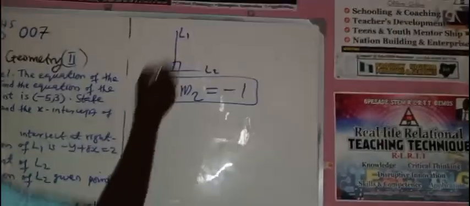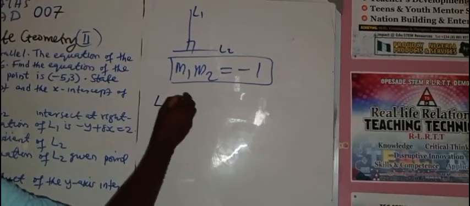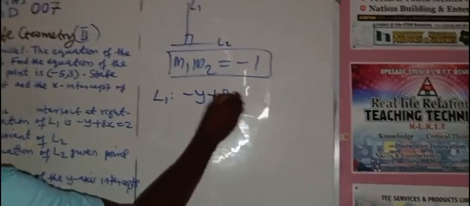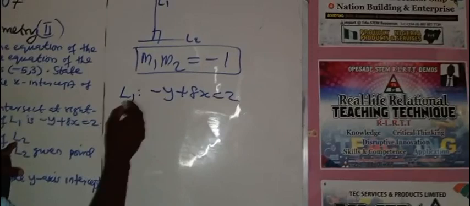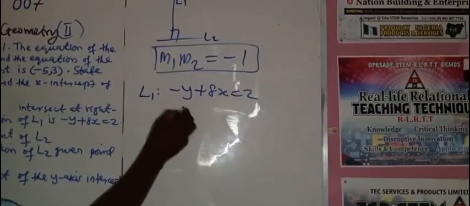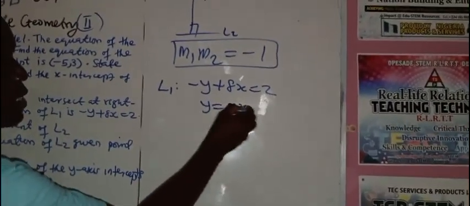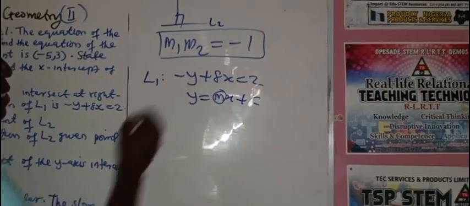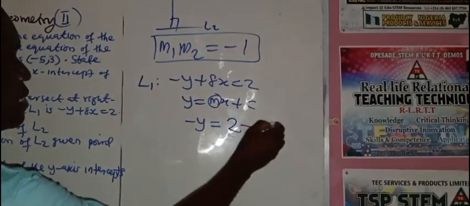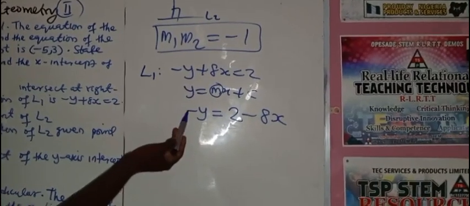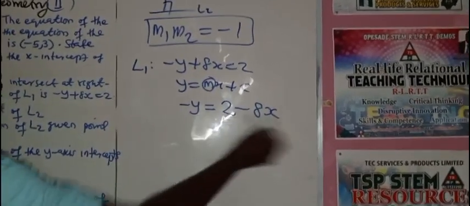Now, the equation of L1 is minus y plus 8x equals 2. Find the gradient of L2. From this L1, you adjust it so that it will be mx plus c, so that you can find the gradient. So from this, minus y equals 2, carry this to that side, that will be minus 8x. I'm looking for y, there's a minus that needs to be removed. Multiply both sides by minus.